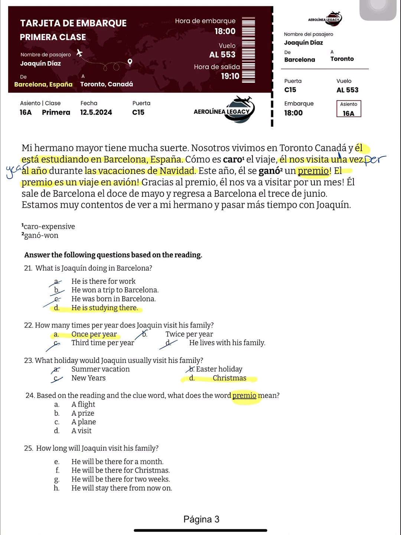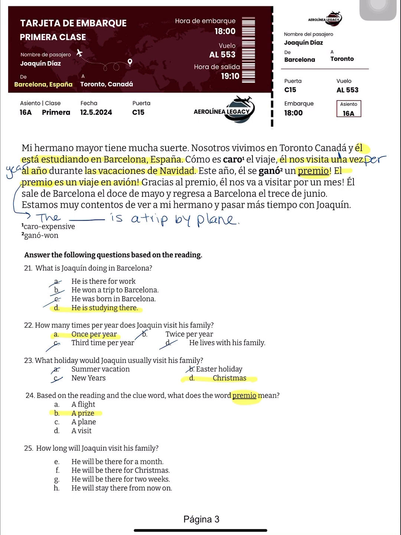So here, what it's telling us is that the blank is a trip by plane. Okay, so what would best fit that option? Is it a flight? Is a trip by plane? A price? A plane? A visit? There, the only solution would be a price.